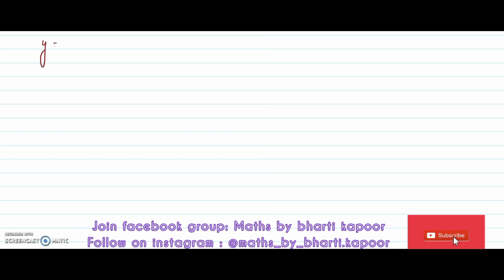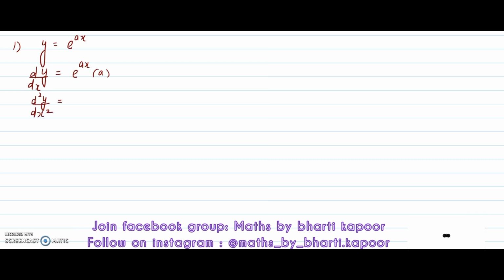Suppose we have a function y is equal to e raised to power ax. If I have to find first order derivative of y, I may write it as dy by dx, and I have to differentiate this exponential function once, which is equal to e raised to power ax. Again derivative of ax gives you a. If I differentiate it again, I get second order derivative of y, which will be a e raised to power ax, where a is coefficient. Derivative of e raised to power ax is e raised to power ax, and again derivative of ax gives you a.